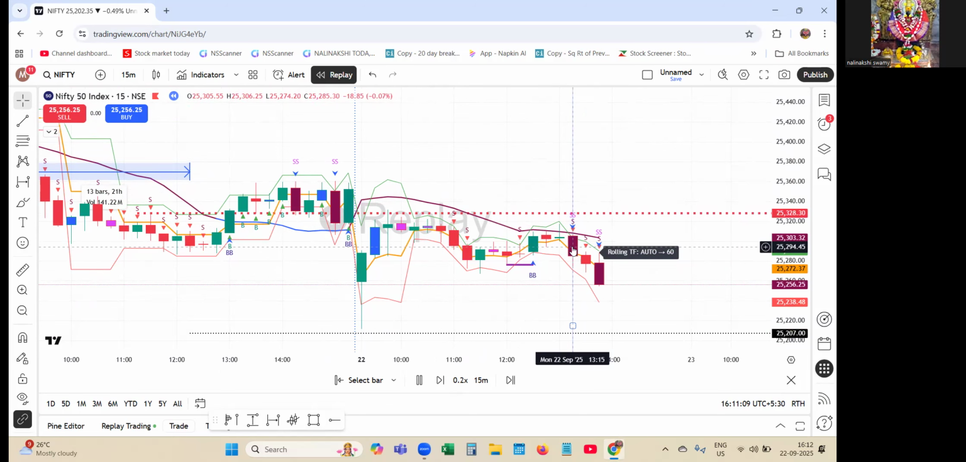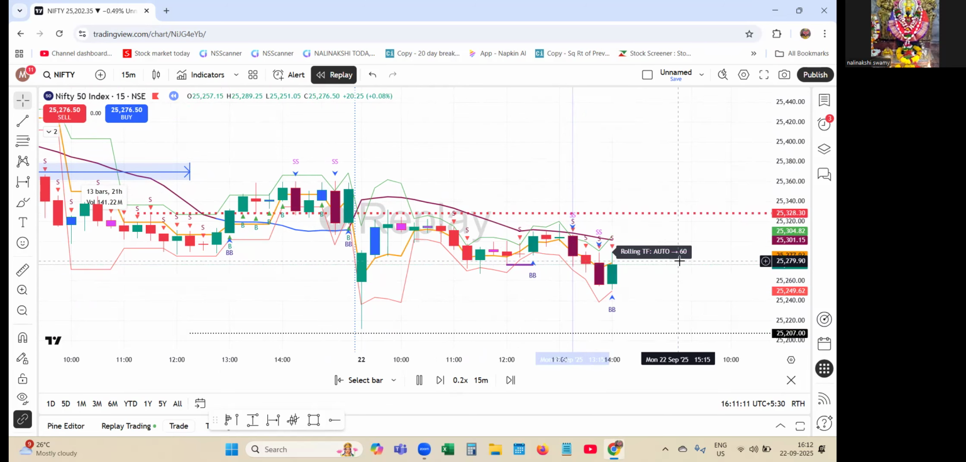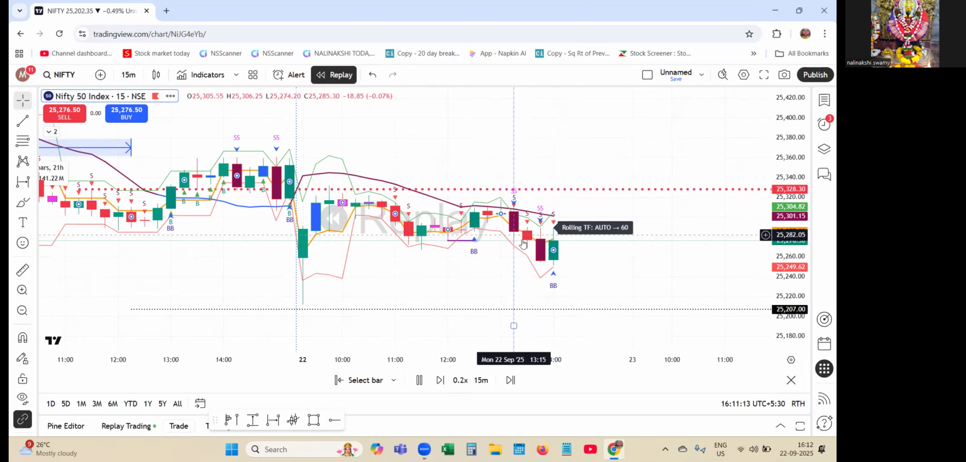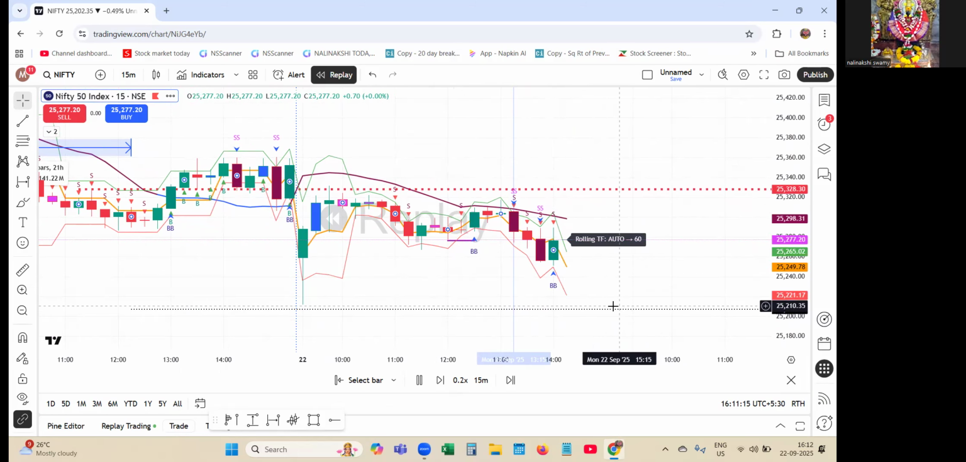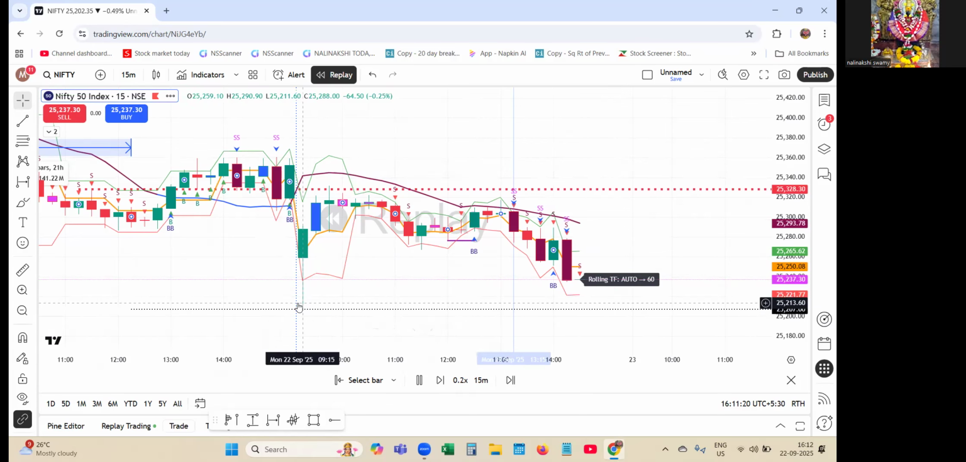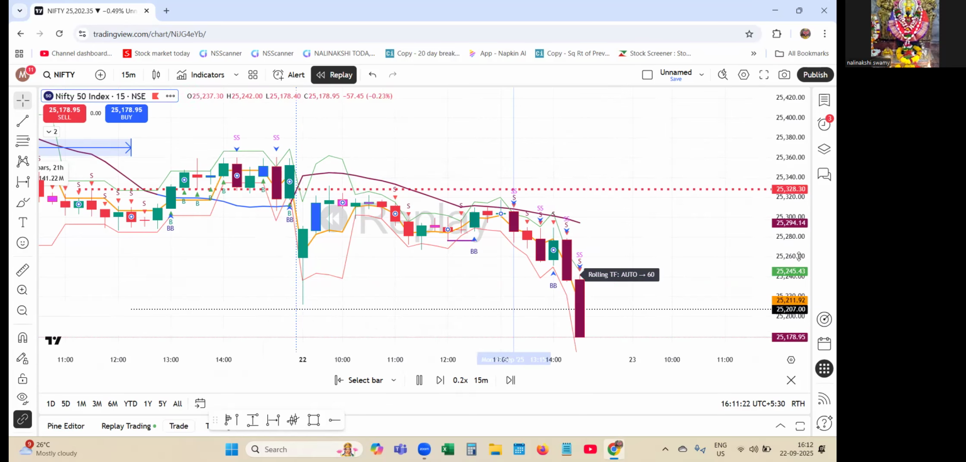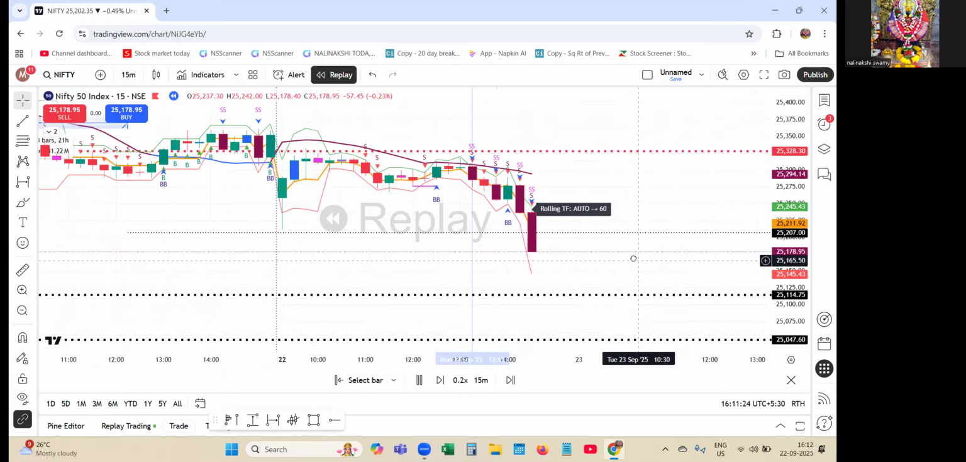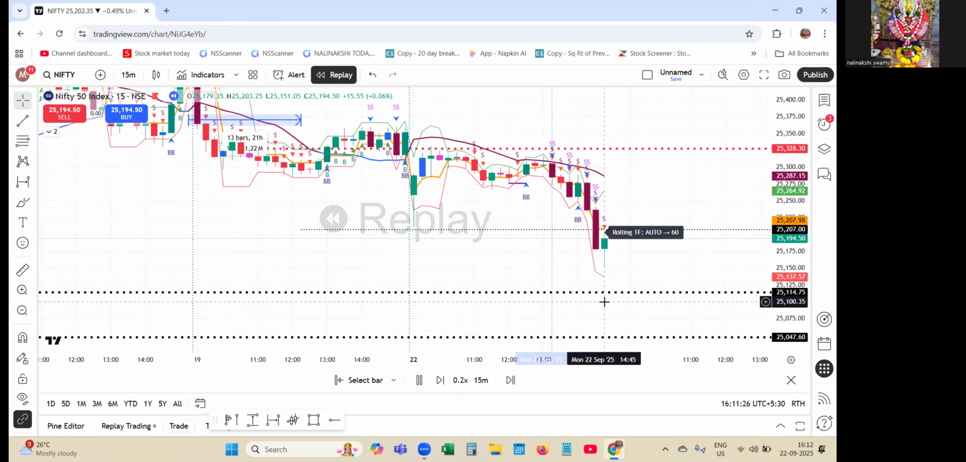The real sell came around 115. You can see how the market moved downwards. Just watch it, how it is moving downward. It breached this low and went up, you can see, so fast it is going. Already I had marked these levels because I was anticipating this level.